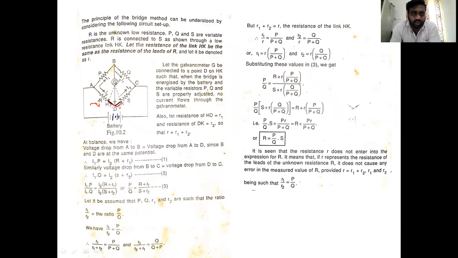So how is the galvanometer connected? The galvanometer is connected at D point. The resistance from H to K is represented with respect to small r1, and the resistance from D to K is represented with respect to small r2. So combined together, the resistance is represented as R1 and R2.